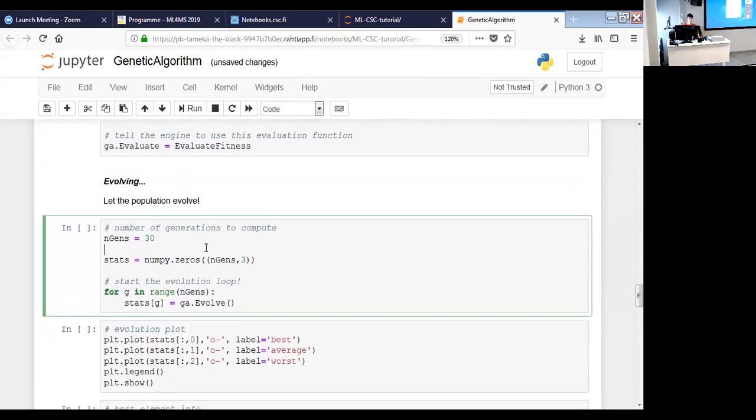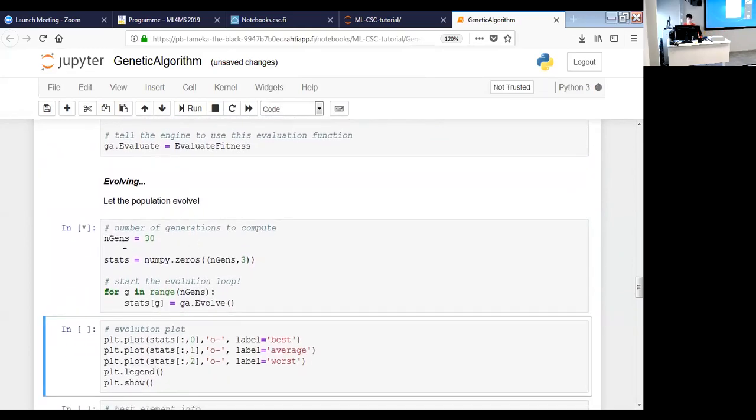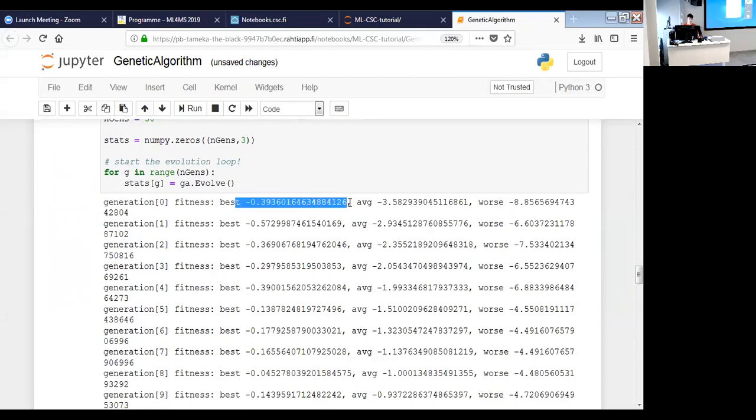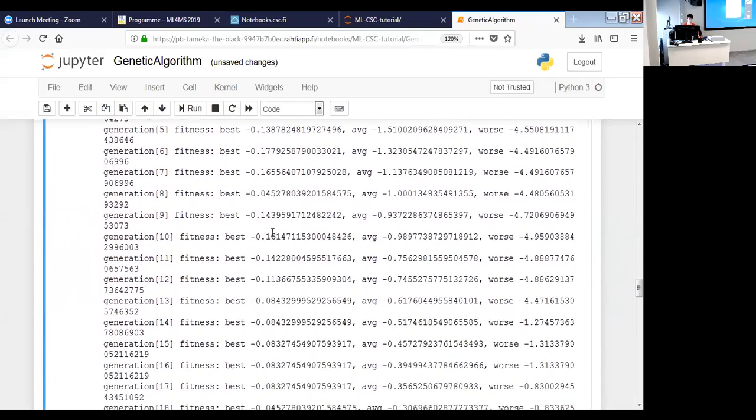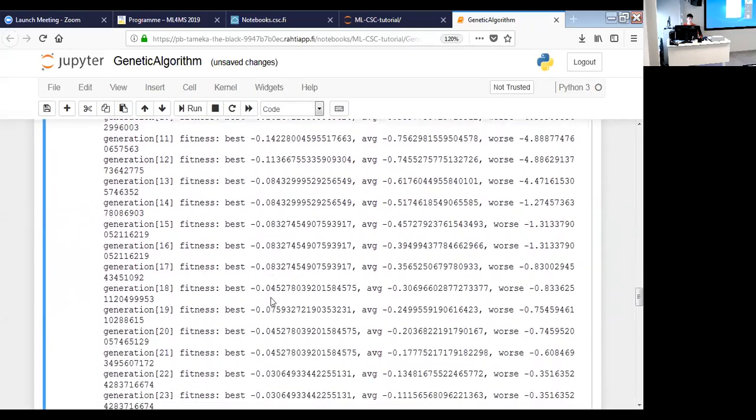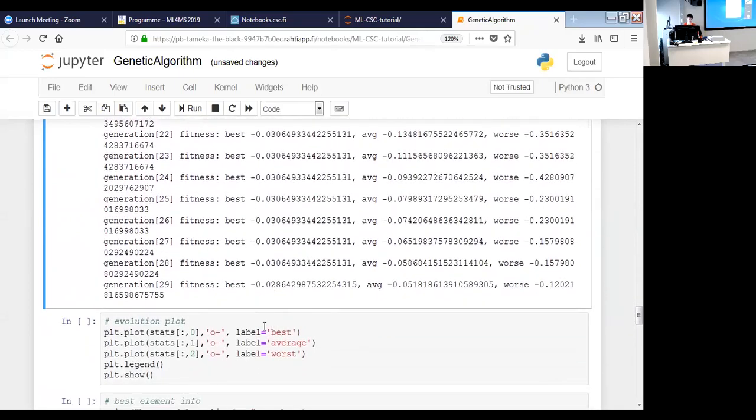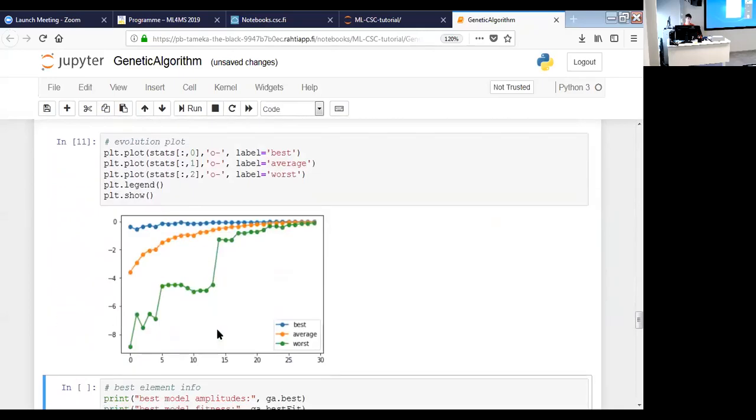And now we let it evolve for 30 generations. And you see that in the beginning, yeah, you get some error. This is the fitness of the best element. And gradually, through the generations, this fitness improves. Let's make a plot. So it's stochastic. You see that the fitness here goes up and then down and then up and down. You see these trends everywhere.